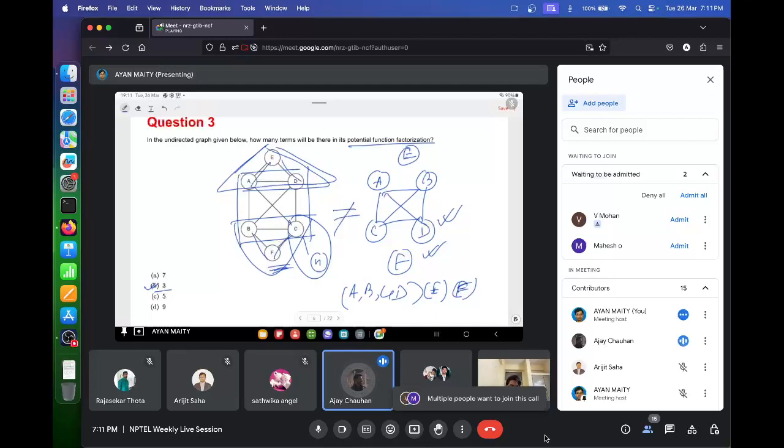So this ABCD can be written in two different forms, ABD and BCD. That's what I'm saying: maximal cliques we can use, but ABD is not maximal, it is a clique but not a maximal clique. Whether we can use that as a factor or not, I am not completely sure.